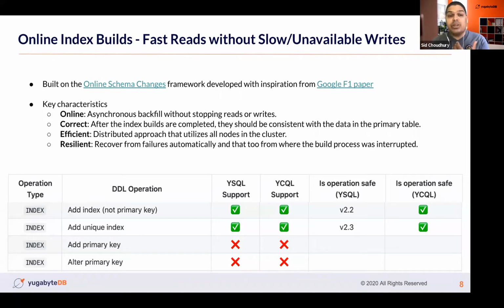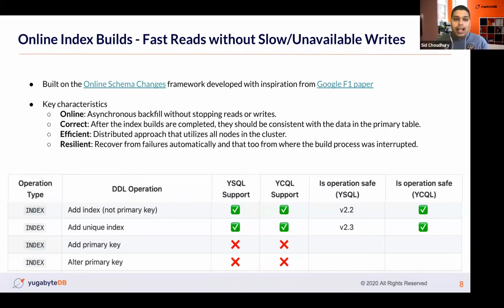Last but not the least, it has to be resilient. Let's say there is a node failure during the index build process, and there were 100 million rows, and we had completed 50 million rows. It is unacceptable that when the cluster heals, we should start all the way from the beginning and start rebuilding indexes for the 100 million rows all over again, right? So it should recover from failures automatically through a checkpointing process, so that the build process, irrespective of whether it gets interrupted or not, can continue to remain resilient.